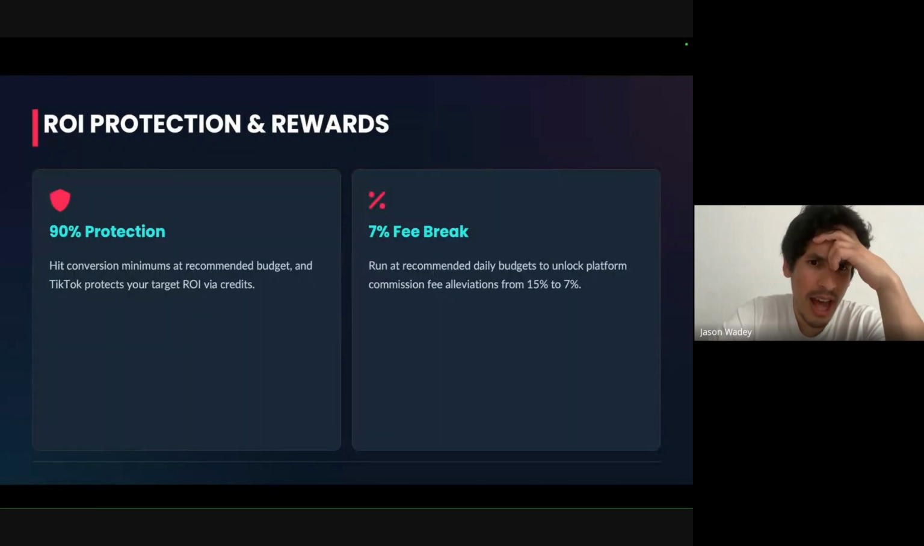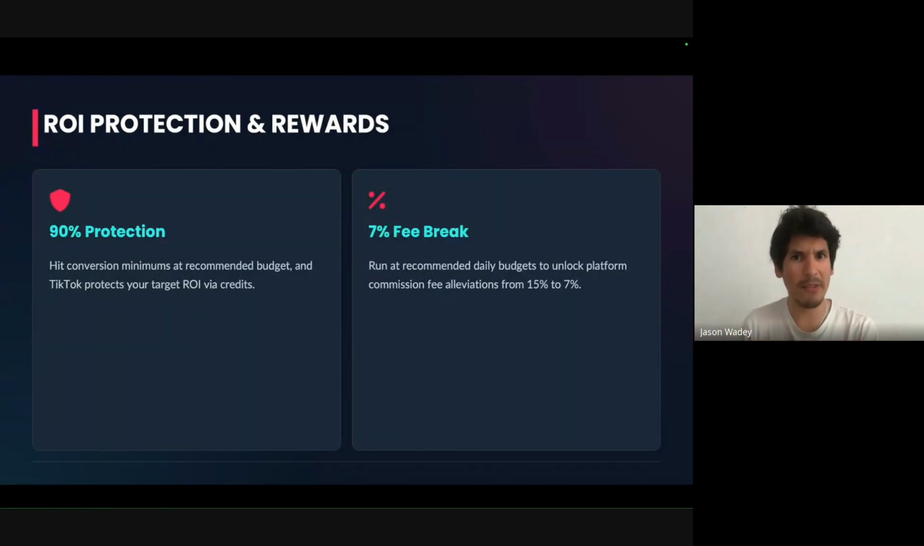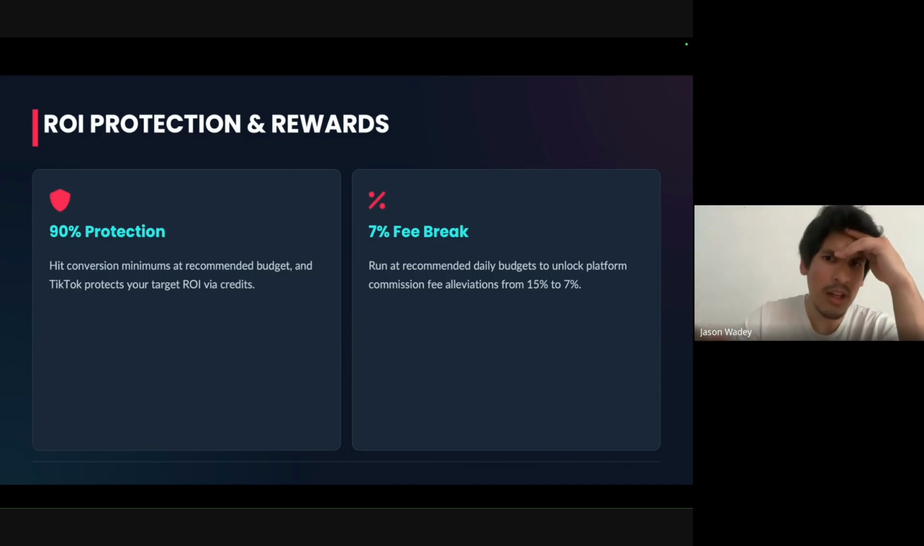And also the other benefit of working with GMV Max campaigns, GMV Max ads, is that it can offer you certain ad breaks, commission breaks, as well. I know a lot of us, when we're starting out, like I've recommended previously, start off with higher commission rates in general. This is a good way to actually try to get some of that money back.